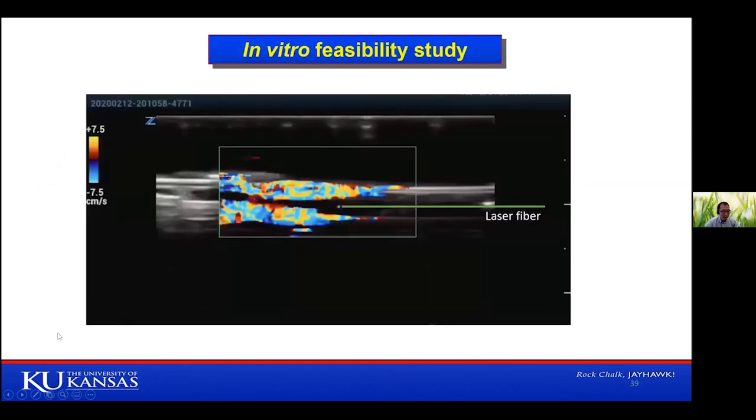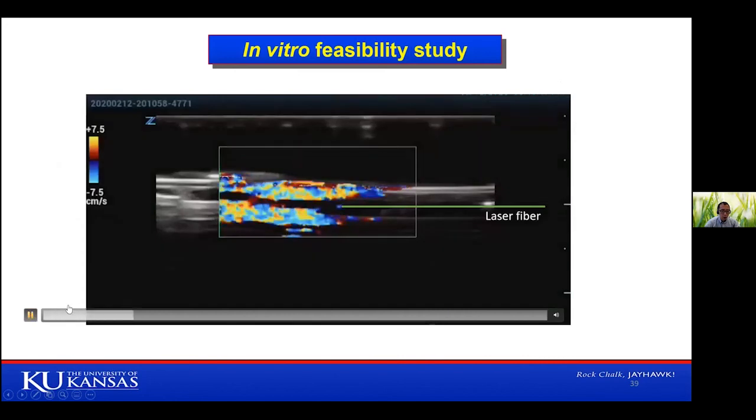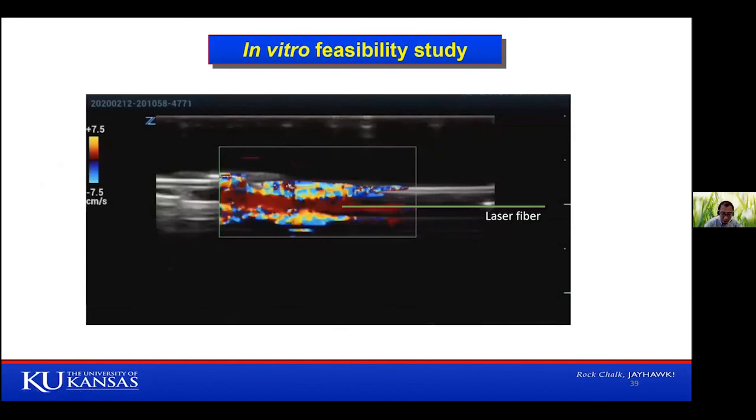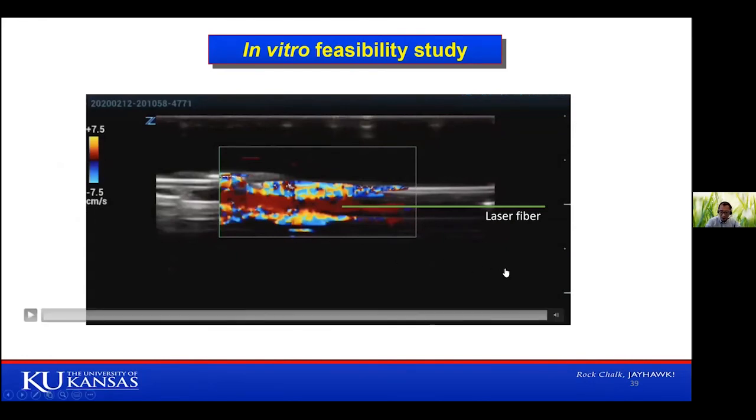Here is the in vitro experiment. We do this in a tube. There's a tube here, we create a blood clot here, and then you have the fiber, and this is the Doppler. The Doppler shows that after a while you see the blood flow recover, because the blood clot is removed.